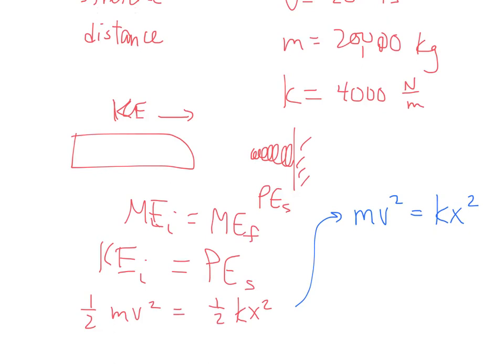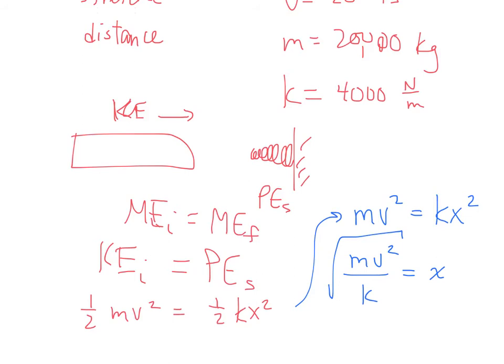We're trying to figure out what x is, right? The compression distance. So mv squared over k, all under a radical, is what x is equal to. So again, divide by k, and then take the square root to get rid of the square next to the x. Divide by k, then take the square root. What do you get as a result? Can somebody check out a number for this, please?